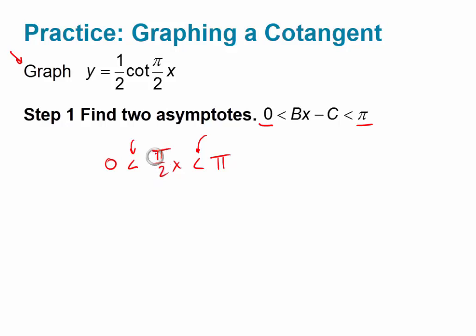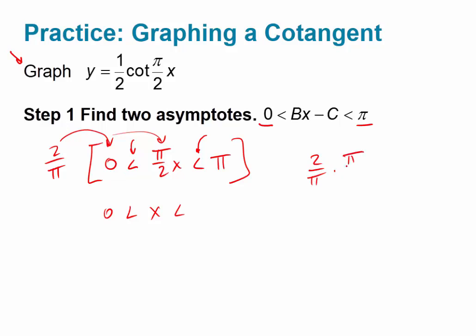All right, so I want to get rid of this pi over 2. So I'm going to multiply by its reciprocal, which is 2 over pi. I multiply here, 0 times anything is 0, less than. This is going to divide out, so we'll be left with x there. And here, 2 over pi times pi over 1 divides the pi's out and leaves me with just 2. So it looks like my asymptotes are happening at 0 and 2.